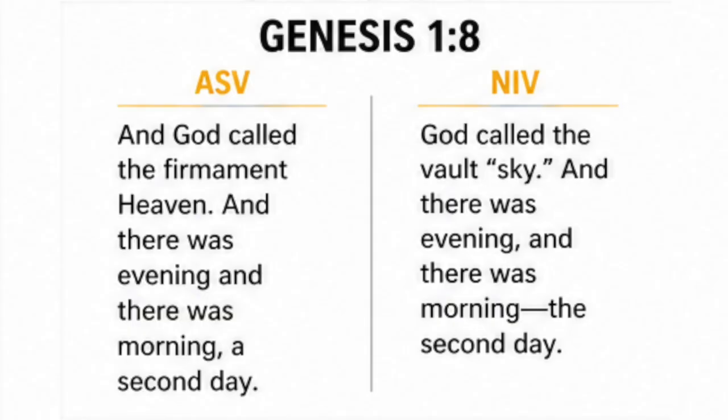Big picture, day 2. God creates separation: waters above, below; space, sky, expanse, heaven; identity, naming it. Simple takeaway: Genesis 1:8 shows God gives identity and order to creation. Structured reality is now named and defined.